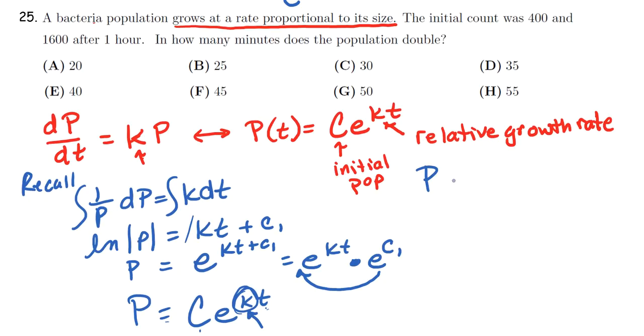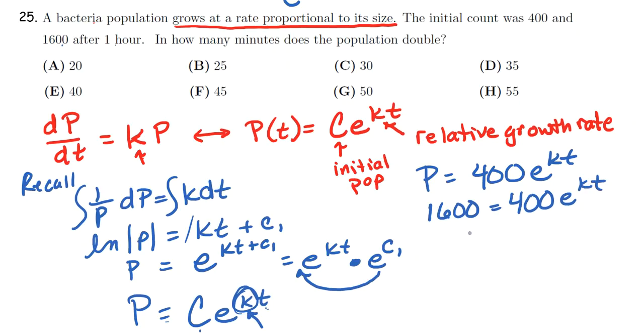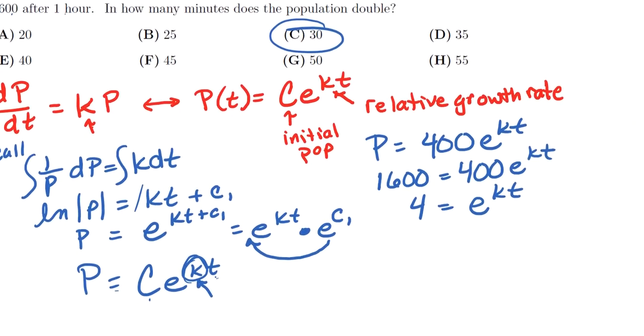So the initial population was 400. And we know that after 1 hour, the population was 1,600, so it quadrupled. So we could use this to find our value of K. But we know that the population quadrupled in 60 minutes. So the question says, how many minutes would it take for it to double? So you might already know the answer to this multiple choice question. So you might not have to do all of this work, but I'm going to proceed here.